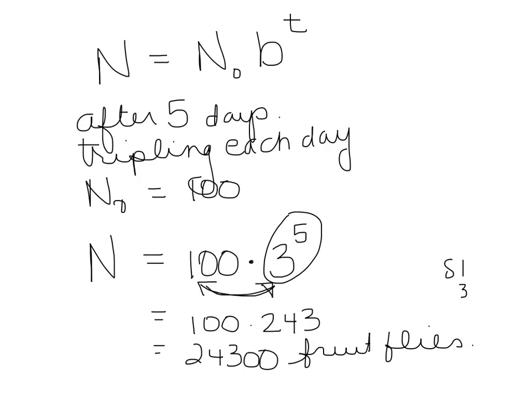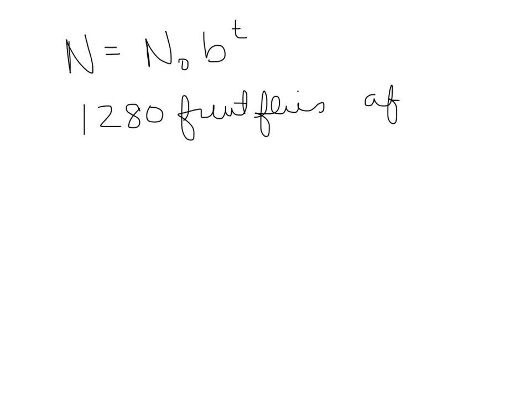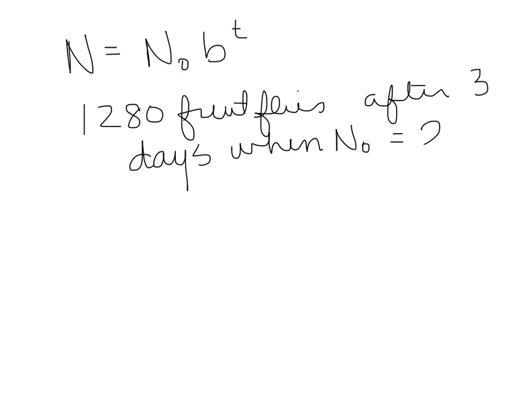And then we want to be able to solve for B. So I'll start with my standard growth model. And let's say I have our fruit flies again, doesn't matter. Let's say we have 1,280 fruit flies after 3 days when I started with 20. So my 20 fruit flies multiplied up to 1,280 fruit flies in just 3 days.